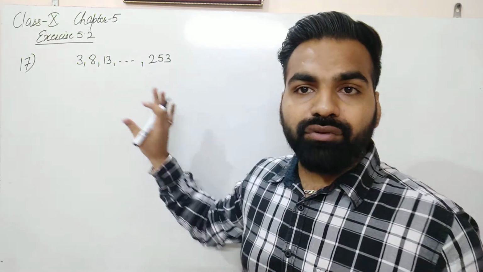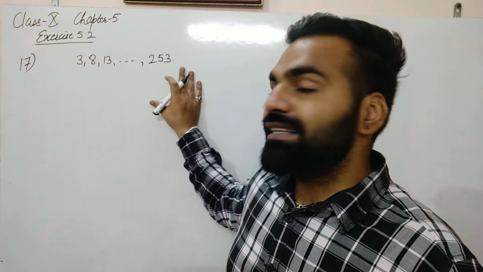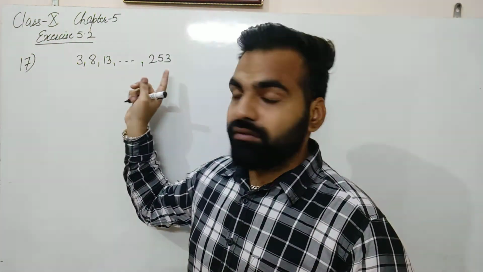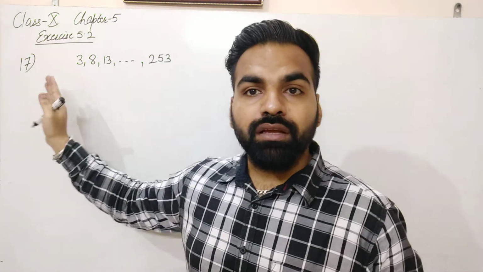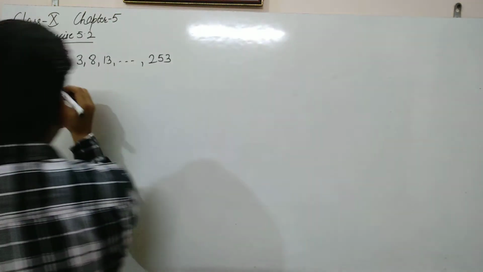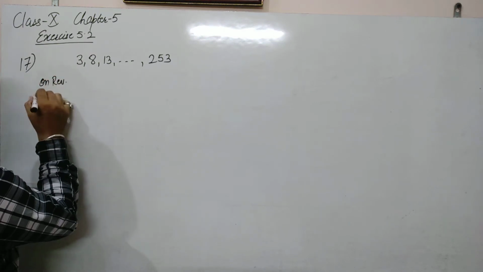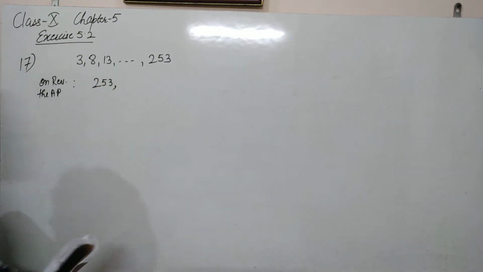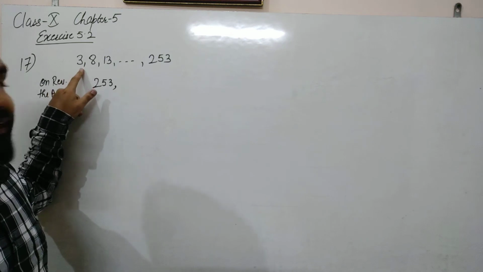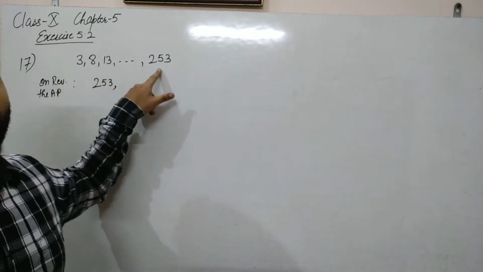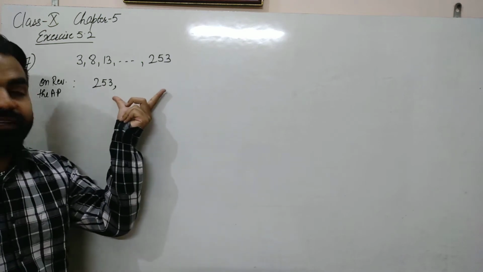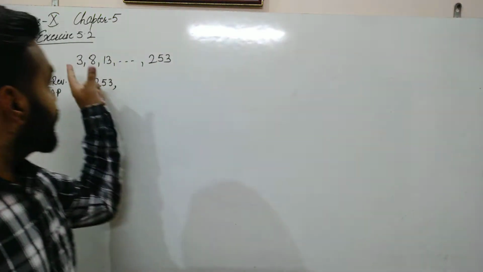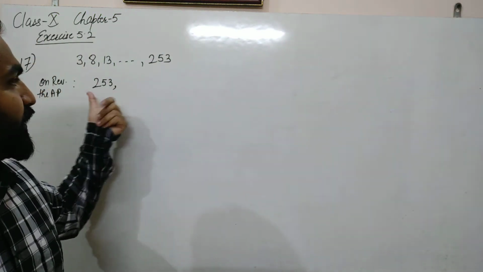Whenever we have to find the term from the last, the best method is to reverse the AP. If this AP is reversed, then the 20th term from the last will become the 20th term from the start now. So on reversing the AP, this will become 253. What will be the next term? Here D is equal to 8 minus 3, 5. So this is in increasing order, D is 5, but when we write it in the reverse order, the D will be minus 5. The sign of D will be changed. This was in increasing order, but now it will be in descending order.